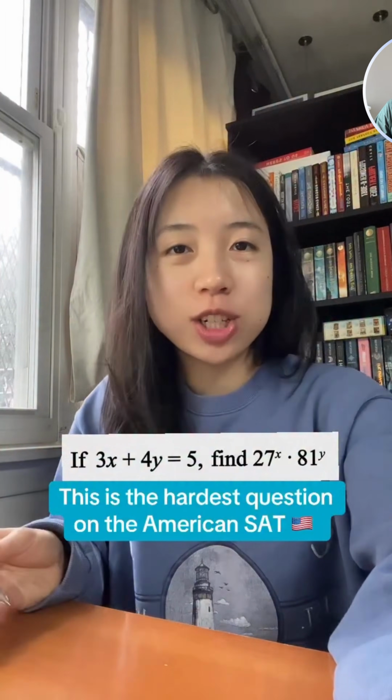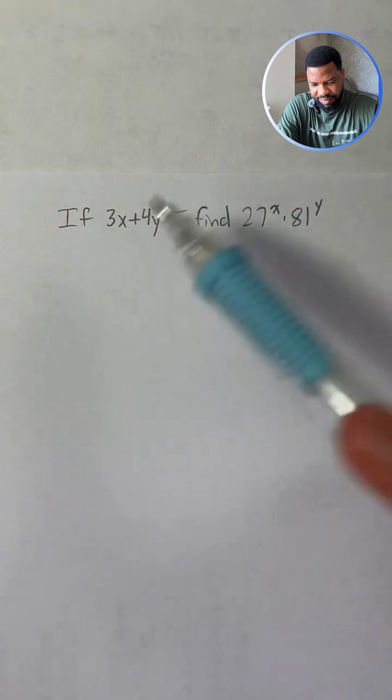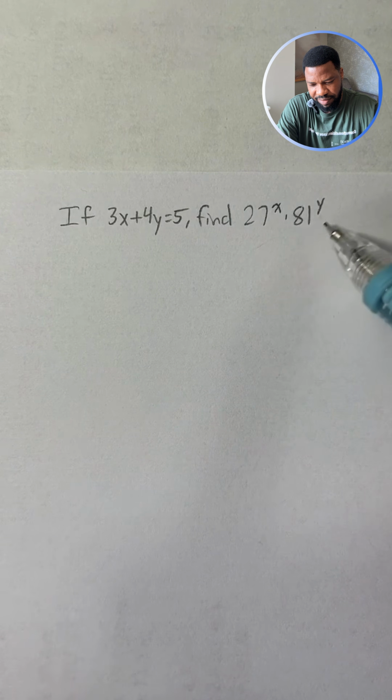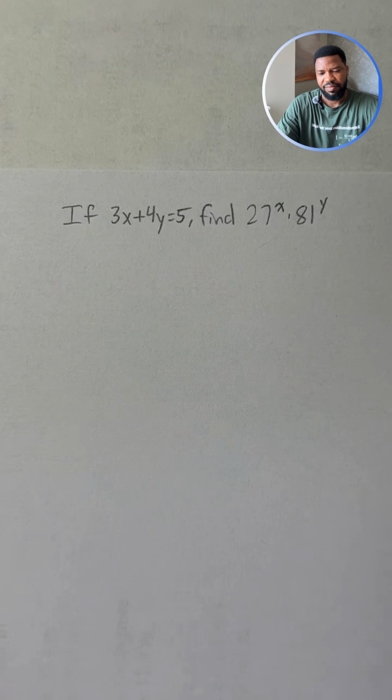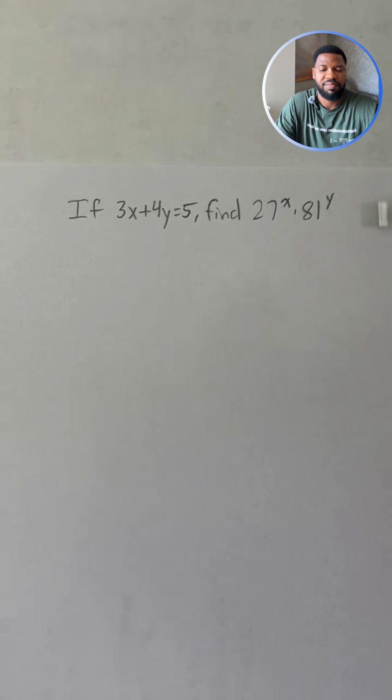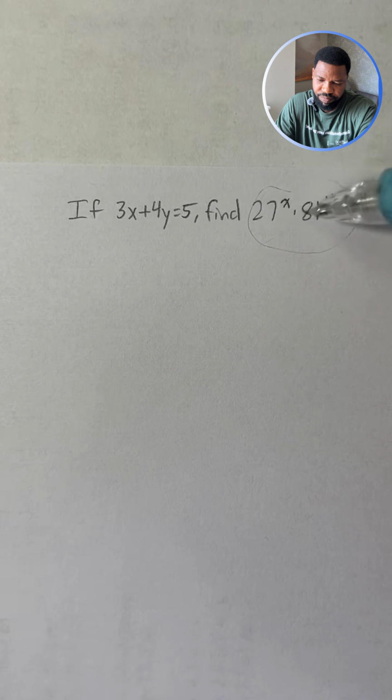This is the hardest question on the American SAT. Okay, so if 3x plus 4y equals 5, find the value of 27 raised to the x power times 81 raised to the y power. First of all, we can't really solve for what x and y are since we only have one equation. So first, let's try to do something with this expression.